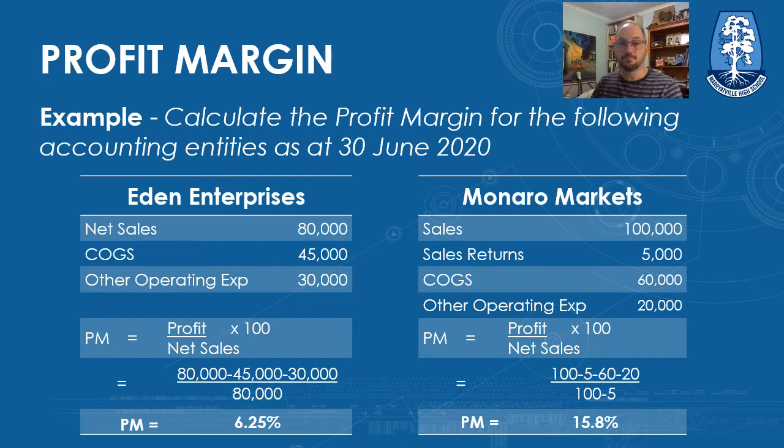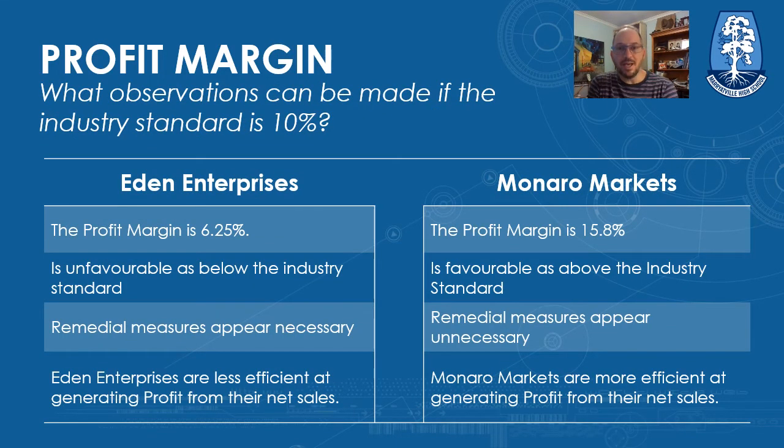Let's look more. What observations can be made if the industry standard is 10%? Eden Enterprises has a profit margin of 6.25%. This is considered unfavourable as it is below the industry standard. We would say that remedial measures appear necessary. Further, we could say or observe that Eden Enterprises are less efficient at generating profit from their net sales.